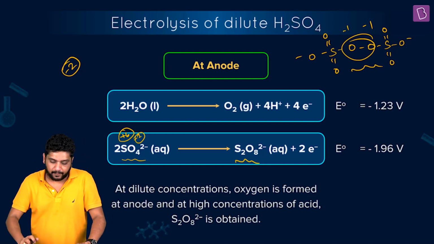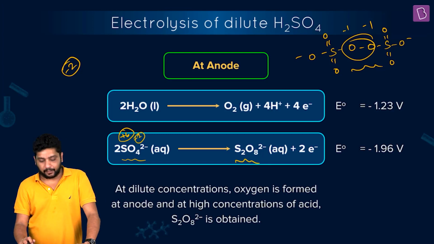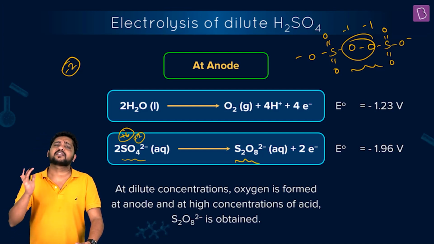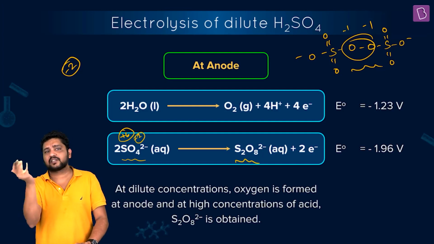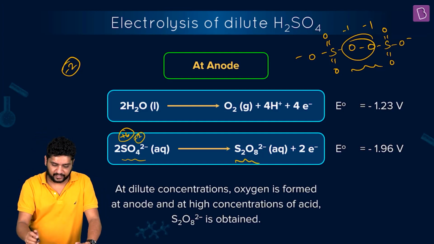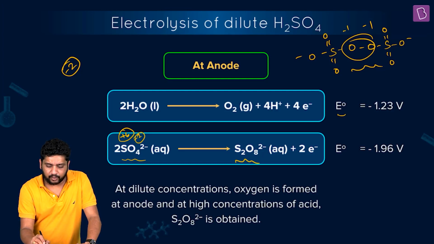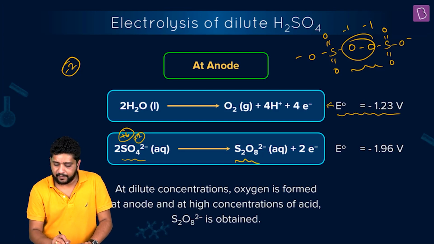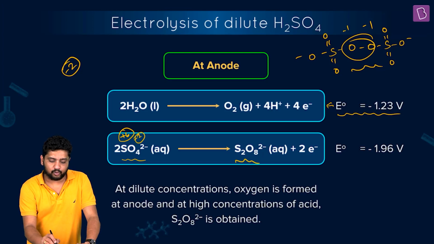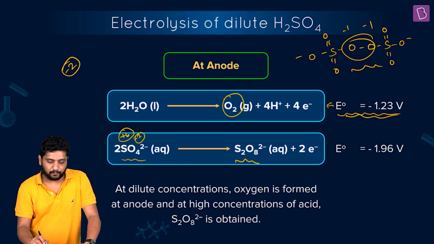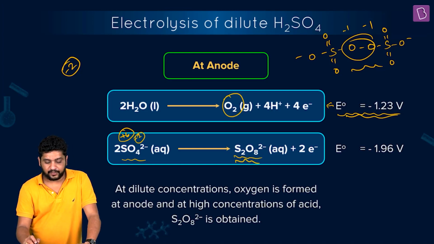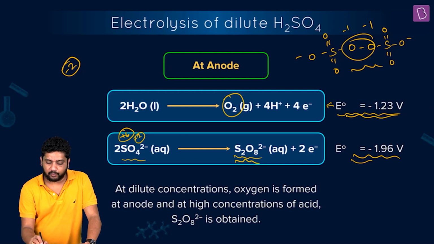But the point is that as far as their SRP values are concerned, depending upon the SRP values or standard oxidation potential values, see, standard reduction potential and standard oxidation potential are plus minus of each other. The E naught given here is basically E naught of this particular reaction. Oxidation potential of H2O to O2 is given to us as -1.23. And for sulfate, oxidation potential to H2O2 2-, E naught is given as -1.96.